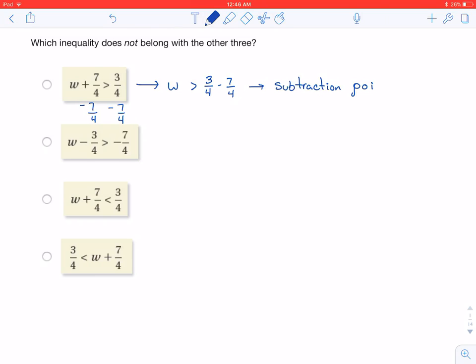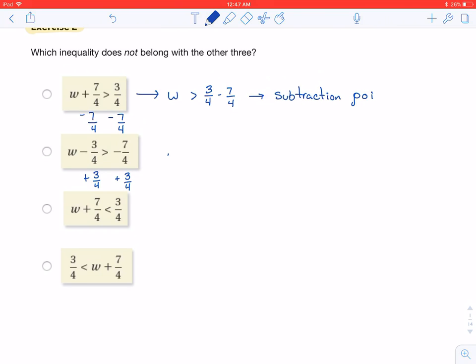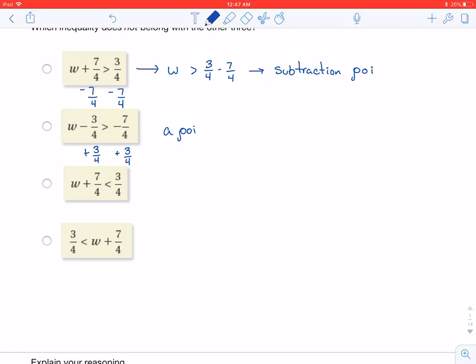Number 2, w minus 3.4 is greater than negative 7.4. To solve this, I would add 3 and 4/10 to both sides in order to get w by itself. And so in that one, I would be using the addition property of inequality.